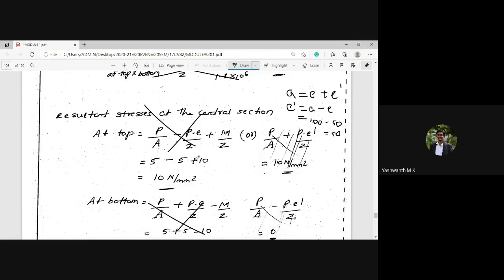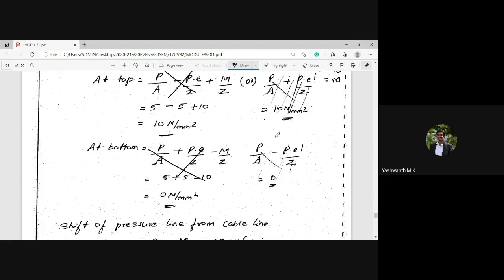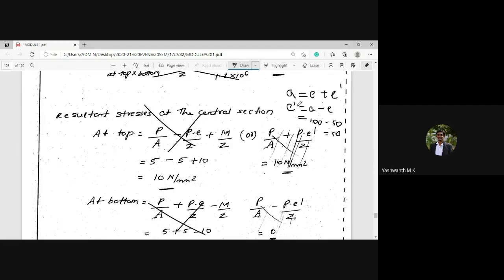And we have also solved the same problem using the stress concept. You can compare. As I stated, in the examination, if they are not going to mention any method, you can solve using either the stress concept, load balancing concept, or pressure line concept. You can use any method. So like that, at the bottom, F inferior is P by A minus P E dash by Z, which is equal to 0. So you need to be very careful while calculating this E dash.